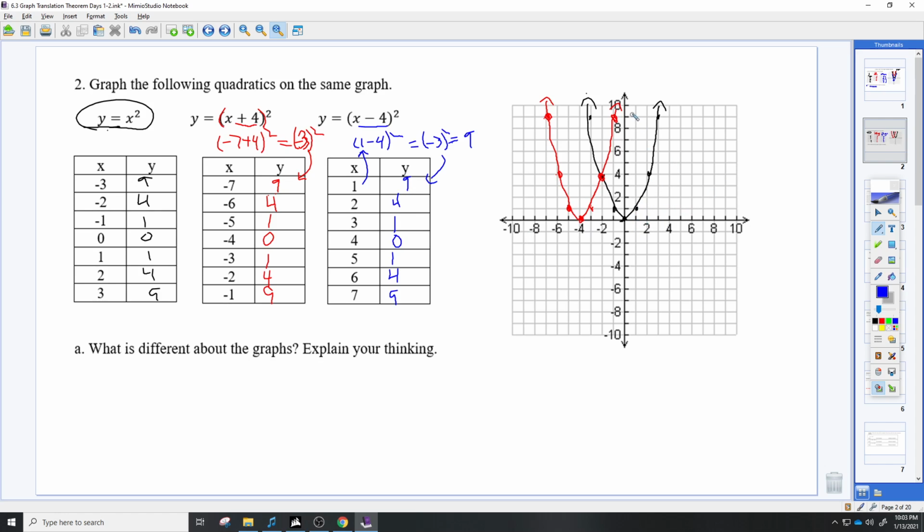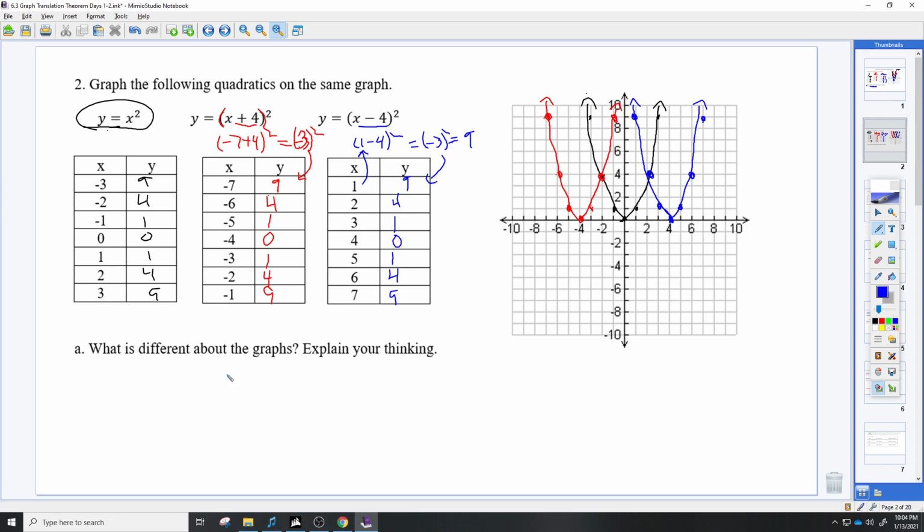So it's 1, 9. 2, 4. 3 is 1. 4 is 0. 5 is 1. 6 is 4. 7 is 9. There we go. Let's see what this looks like. Oh, I missed that dot. Something like this. So what happened this time?